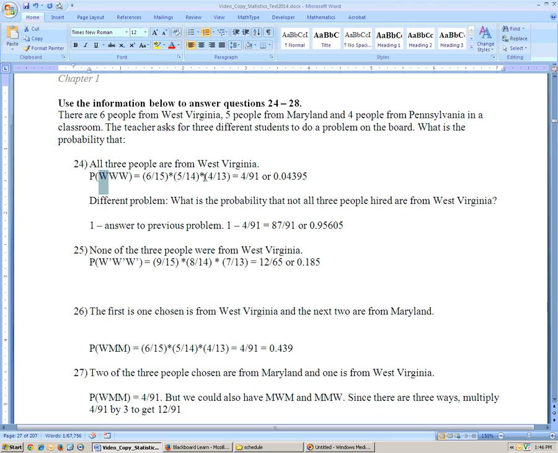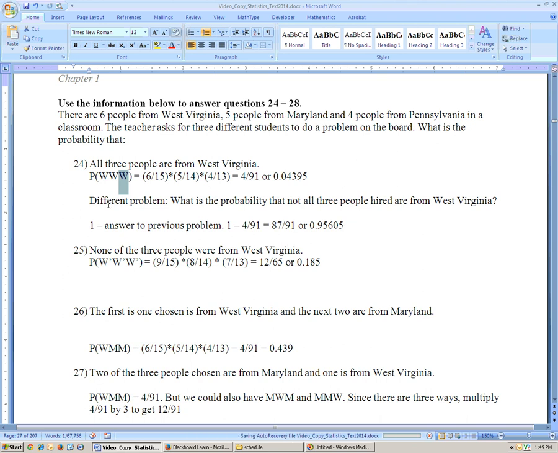And then you multiply it by the probability that the third person is from West Virginia given that the first 2 are from West Virginia. We now have 4 people left from West Virginia, and we have a total of 13 people left. So you multiply these fractions together and you get 4 out of 91. Okay, and that's that problem right there.